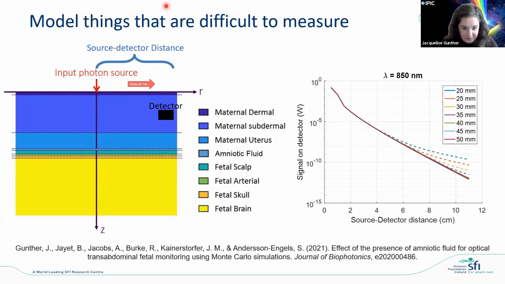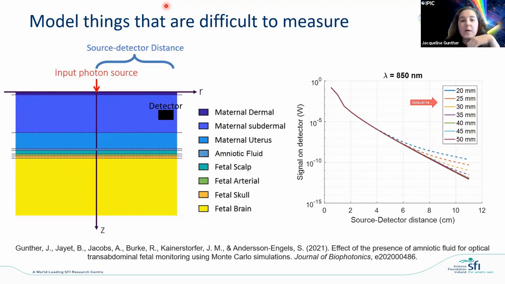So what we would get here is our results: source detector distance versus the signal on the detector. We would run a light propagation model, so essentially the output is the signal on the detector. And we compared this to different fetal depths, so how deep it is from the surface of the mother.